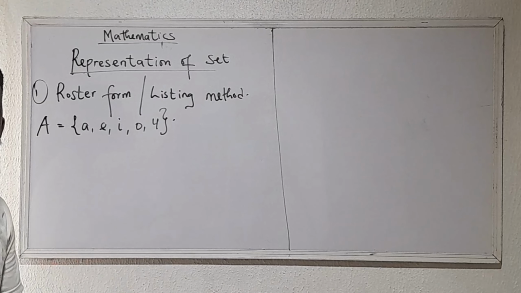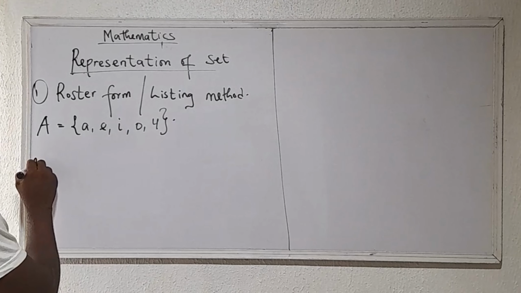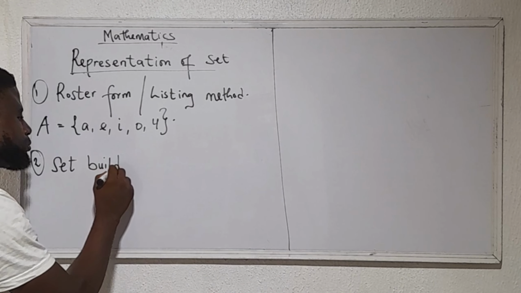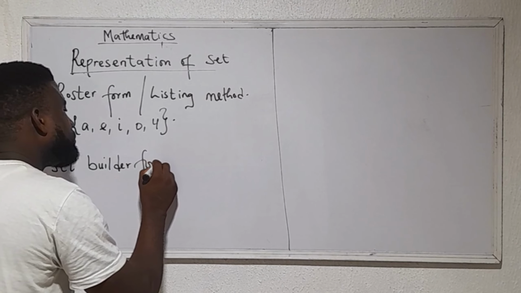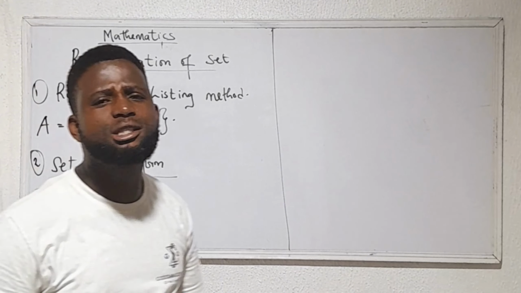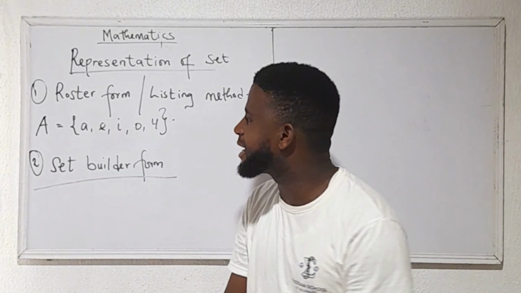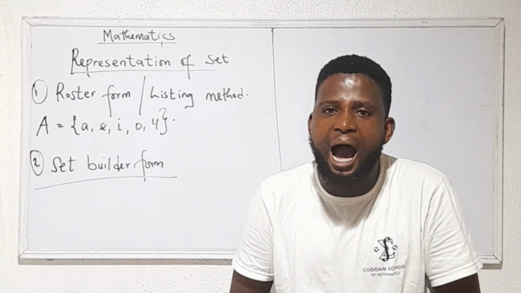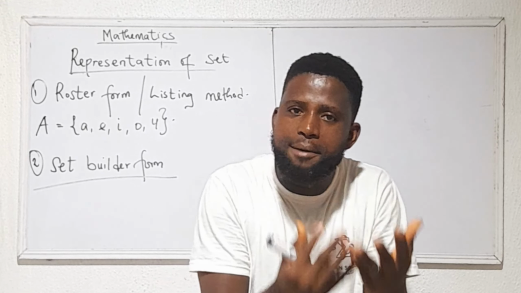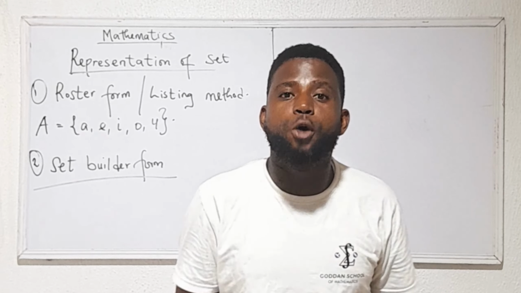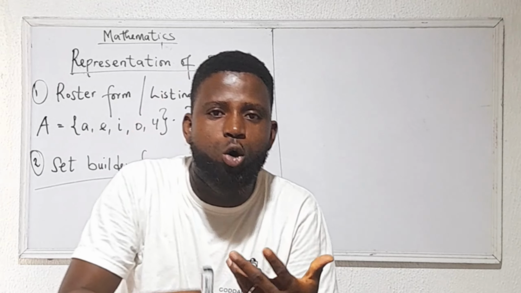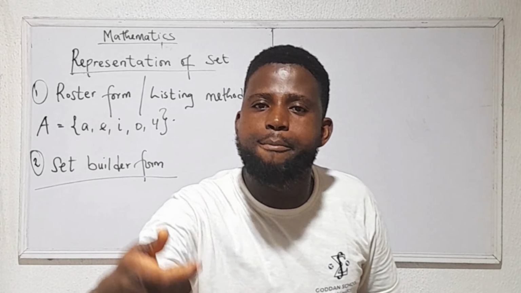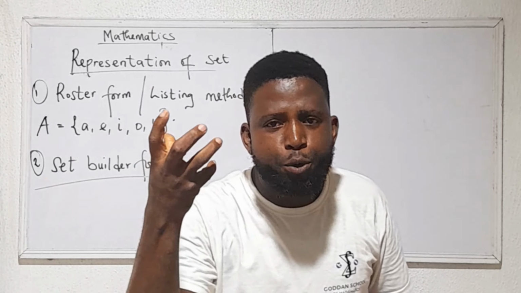Another way of representing the elements of a set, number two, is by set builder form. Now, the set builder form is unlike the listing method or the roster form. Now, the elements of the set are not listed. Rather, the elements are given certain properties for you to crack out, for you to decode. Now, in you properly decoding these properties, you are now able to list out the elements of a set.